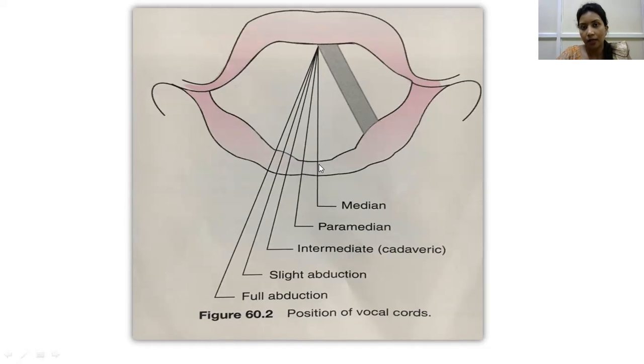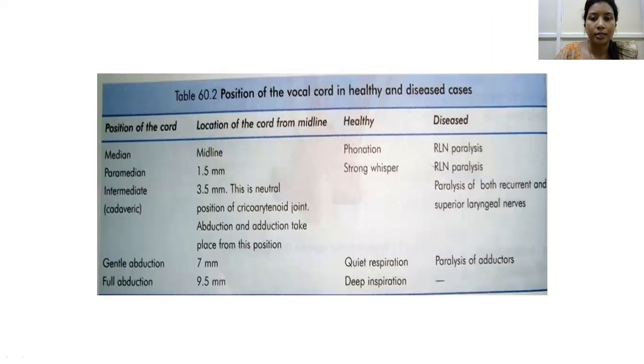Whereas in the cases of laryngeal paralysis, what happens is that this vocal cord does not move and it gets stuck at a particular position. That is what it means by saying that in a unilateral RLN palsy, the vocal cord is either in a median or a paramedian position. So this is described within particular millimeters from the midline.